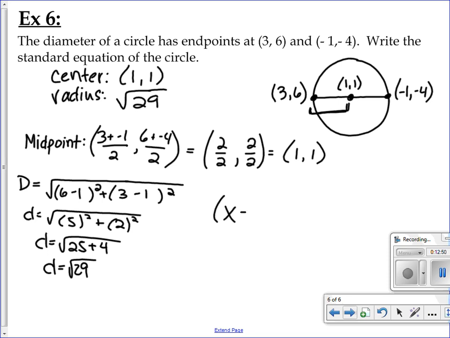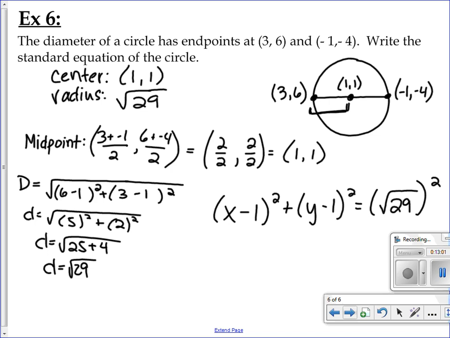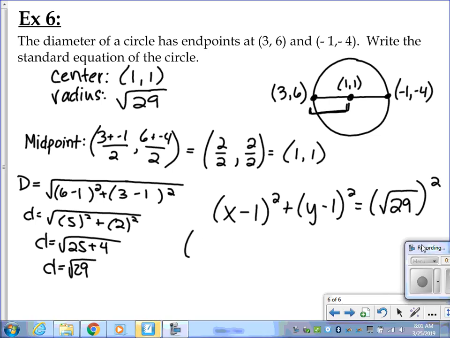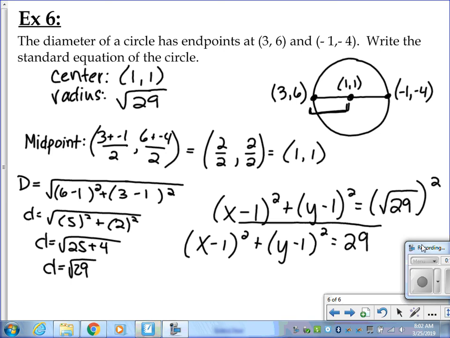And now we're just going to plug all this into the equation of a circle. So x minus h, which is 1, plus y minus k, which is 1, equals your radius. Notice how I'm putting it in parentheses, squared. Okay, so the only thing that needs to be simplified is that square root of 29. So the square root of 29 squared will give you the square root of 841, but the square root of 841 turns into 29. So there is your final answer.